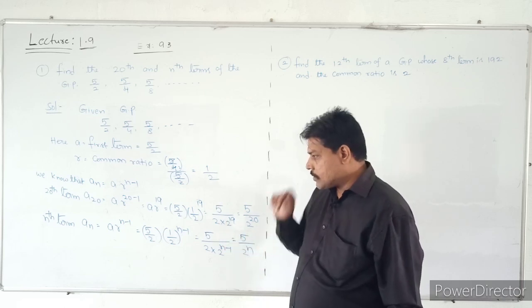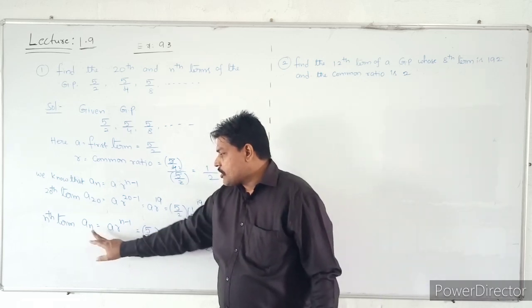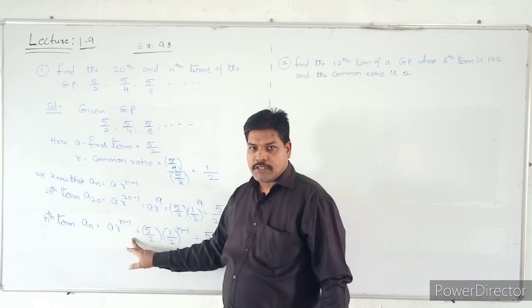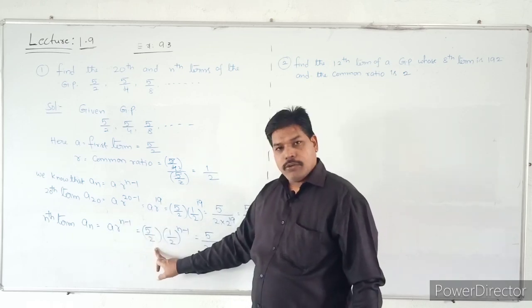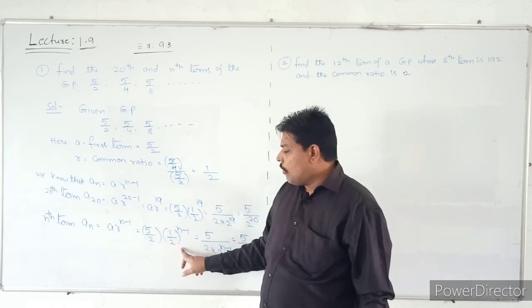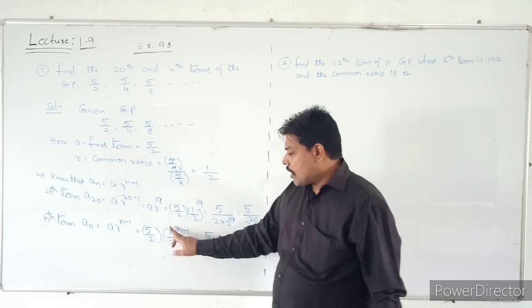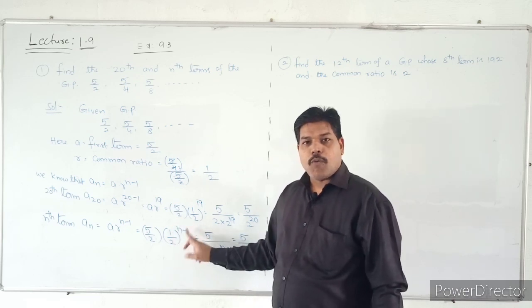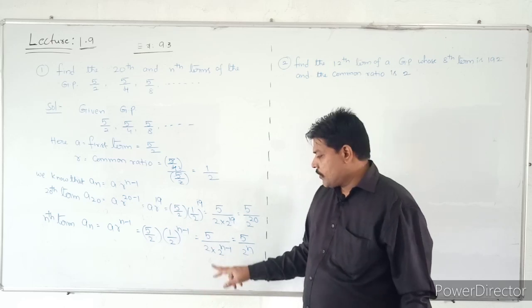Add the powers. Similarly, the nth term An is equal to A into R power n minus 1, so 5 by 2 into 1 by 2 whole power n minus 1. 1 by 2 whole power n minus 1 is nothing but 1 by 2 power n minus 1. Both are the same.